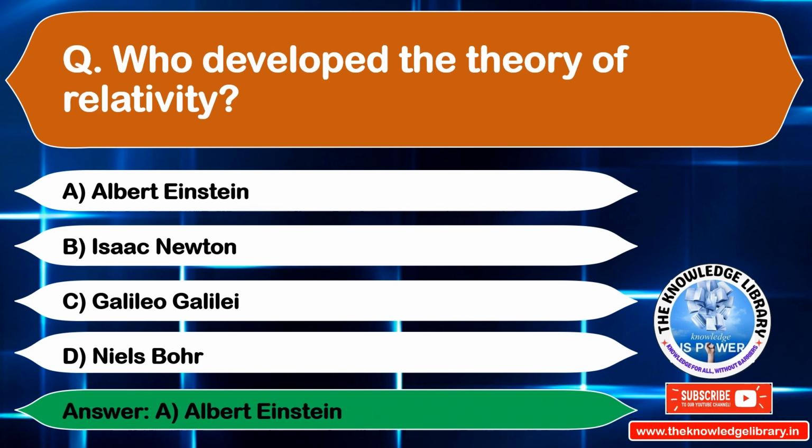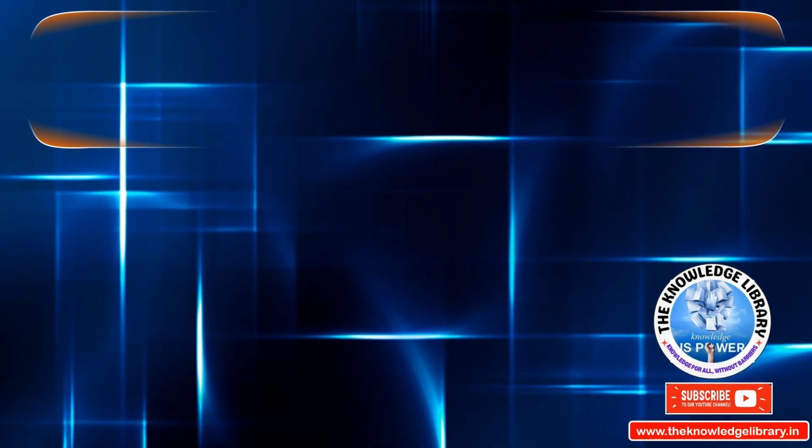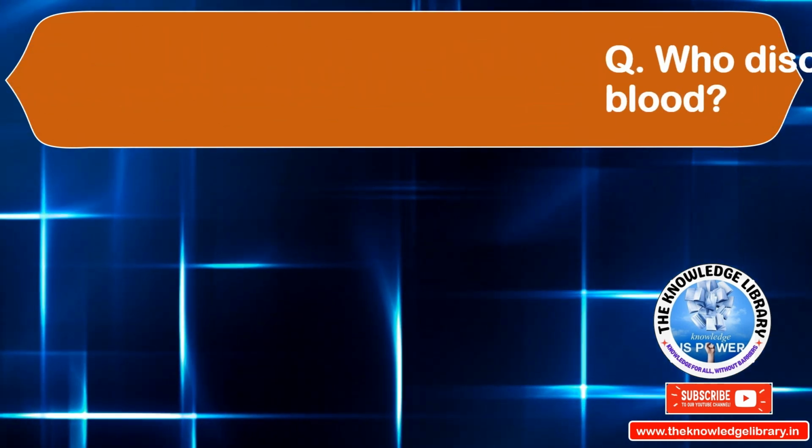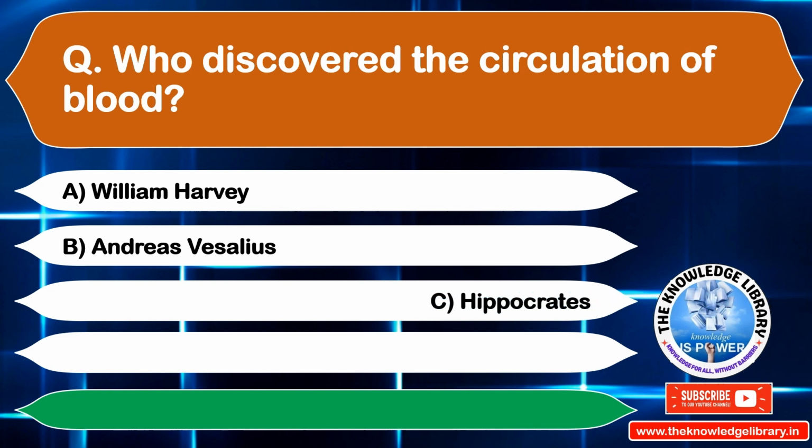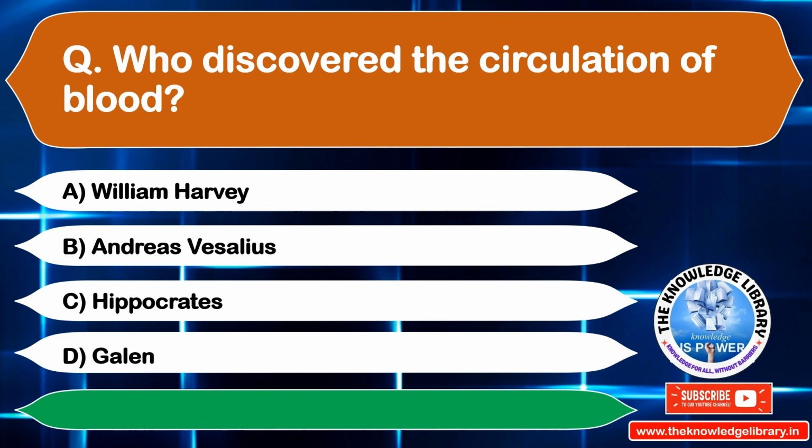Moving to the next question. Who discovered the circulation of blood? Option A, William Harvey. Option B, Andreas Vesalius. Option C, Hippocrates. Option D, Galen. The correct answer is option A, William Harvey.